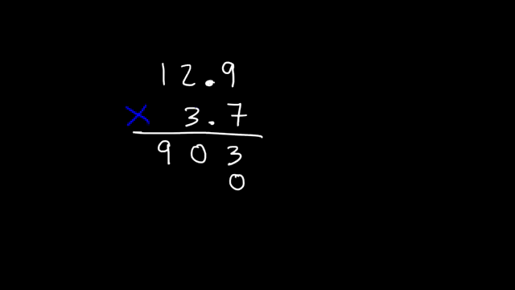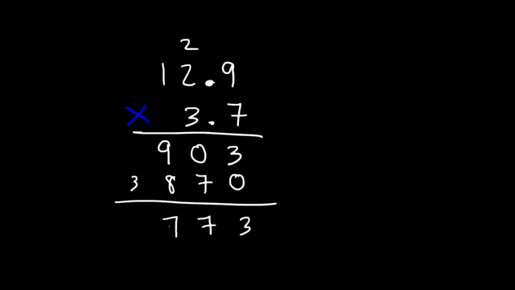So now we're going to multiply 3 times 9. 3 times 9 is 27. Let's carry over the 2. And then we'll multiply 2 times 3, which is 6, plus 2, that's 8. And then finally 1 times 3, which is just 3. Now let's add the numbers. 3 plus 0 is 3. 0 plus 7 is the same thing. 9 plus 8 is 17. Carry over the 1. 3 plus 1 is 4.